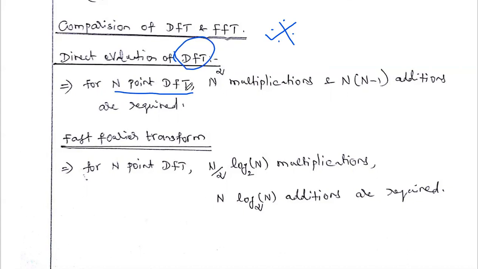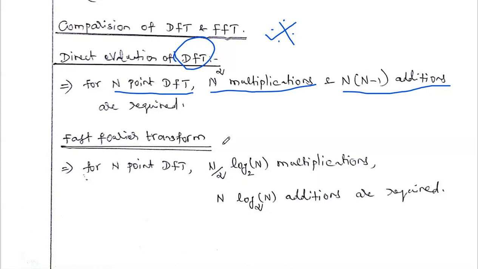In order to perform the N-point DFT, the number of multiplications needed is N squared. For example, if we want to perform a 4-point DFT, the number of multiplications is 4 squared, which is 4 into 4, 16. And the number of additions required is N into N minus 1, so that means 4 into 3. That is the number of additions we require in the direct evaluation method.